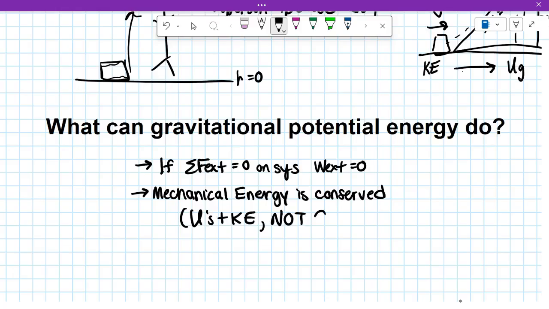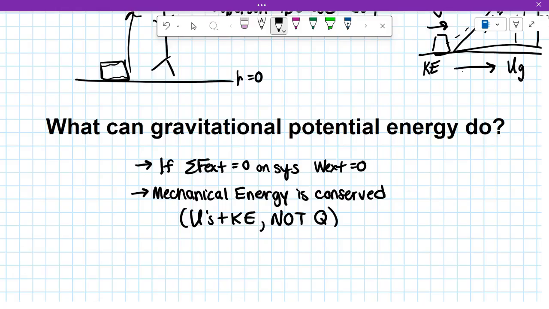It is not our Q or our heat. Okay? Mechanical energy is usable, retrievable. Once we lose energy due to heat, it's really tough to get back. Okay? So remember, be careful how our system is defined. That'll really determine what potential energies we have. That'll also determine if there are external forces that do work.